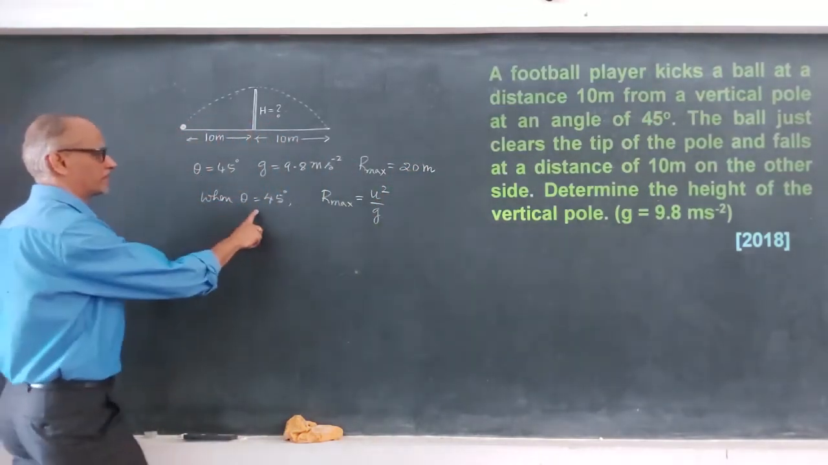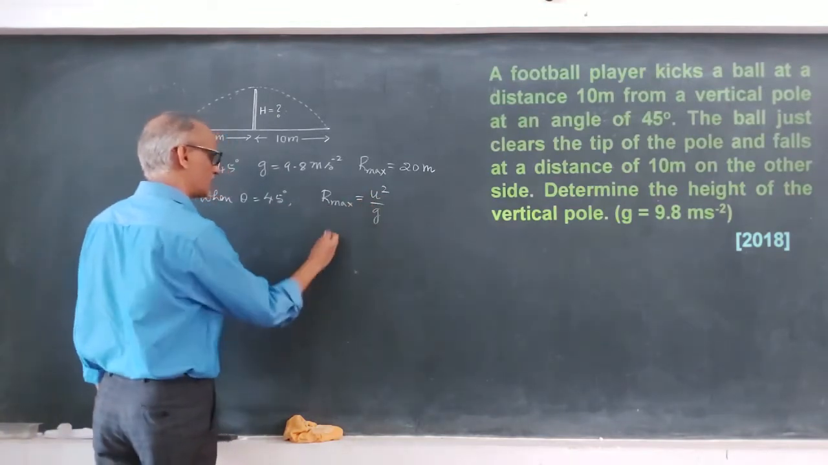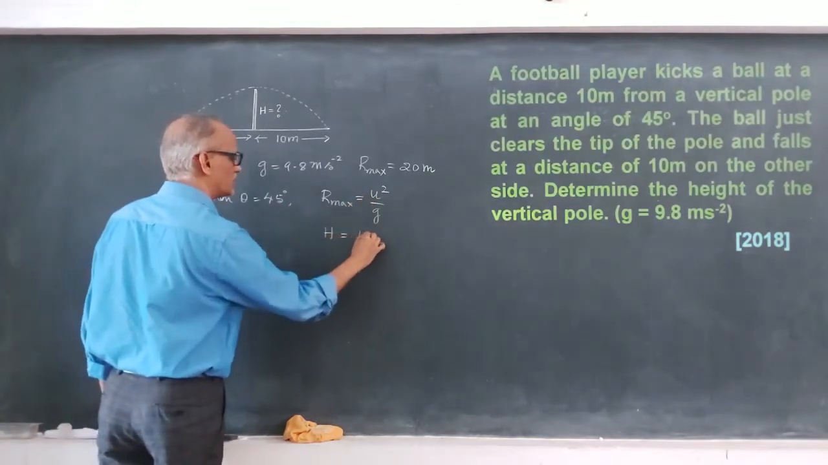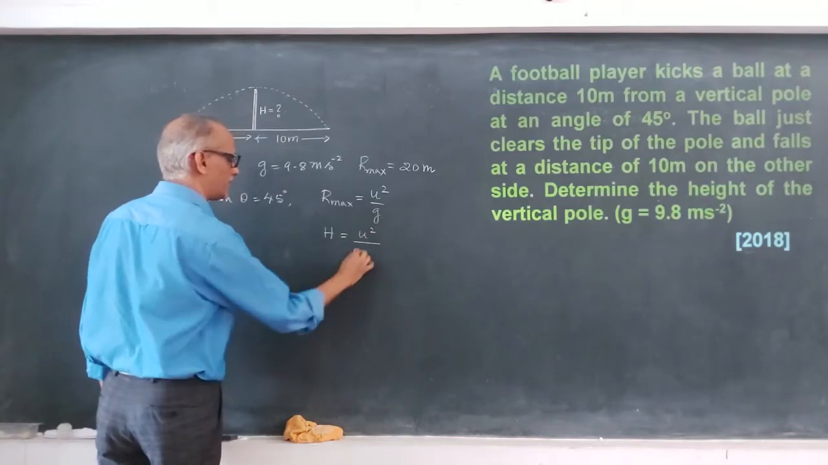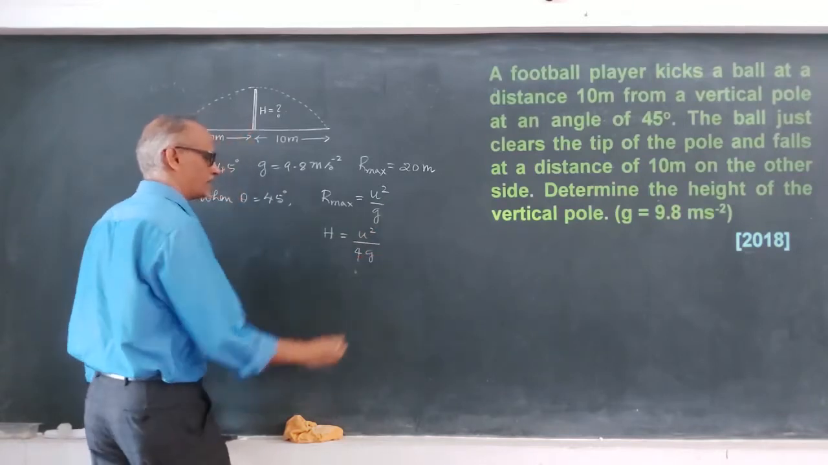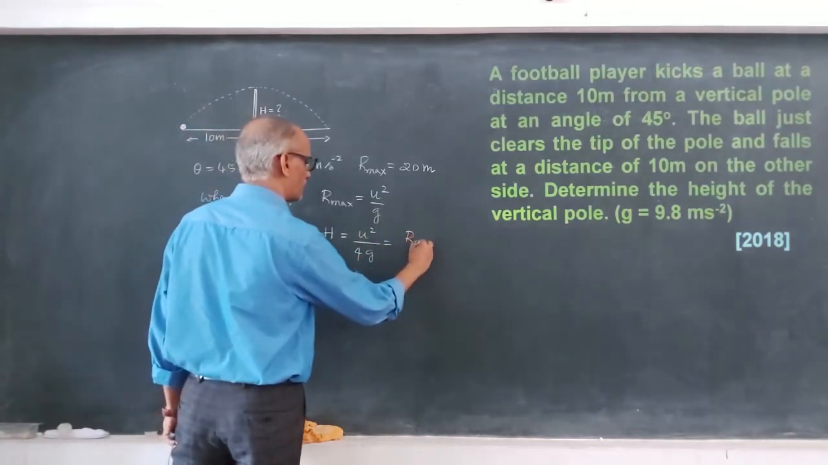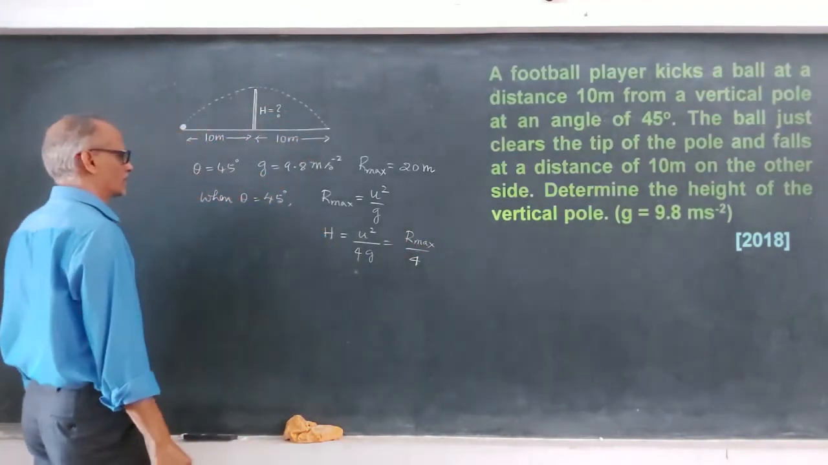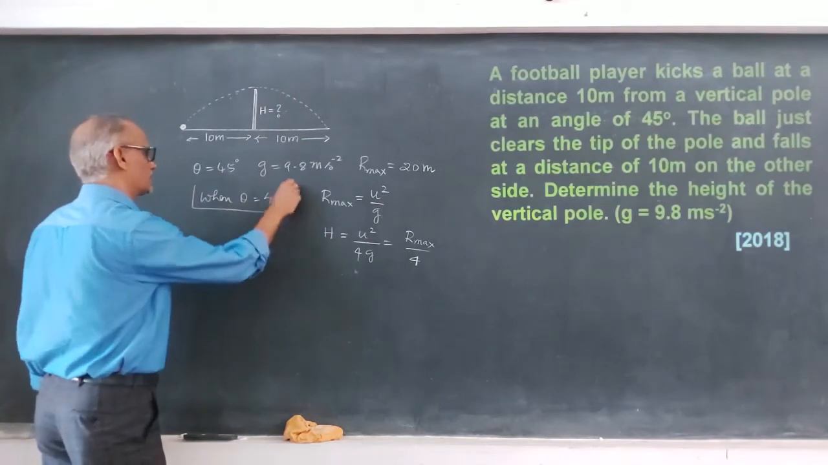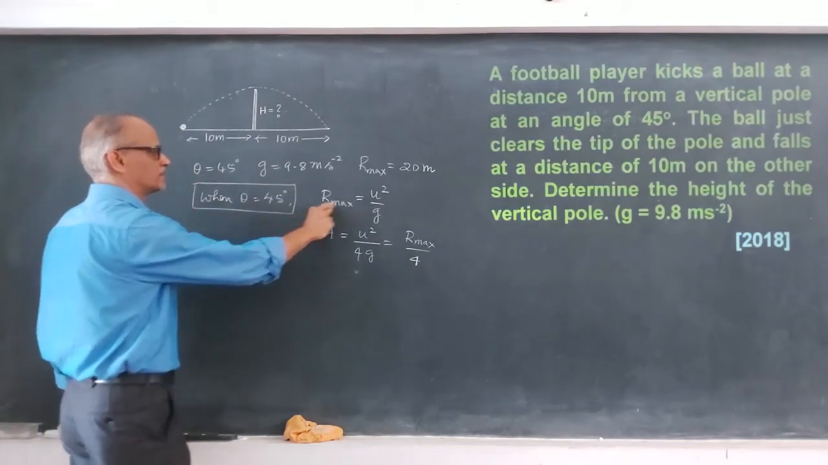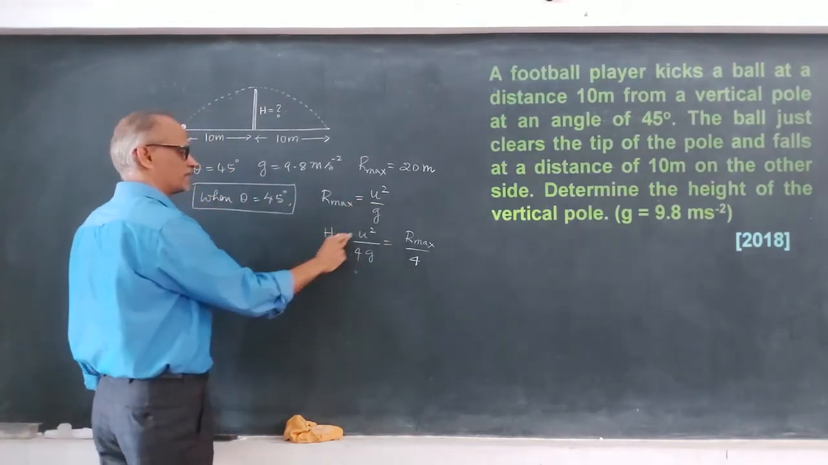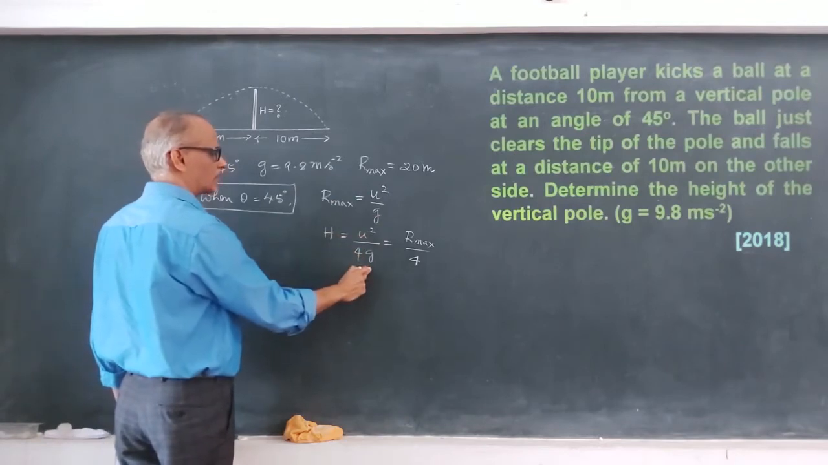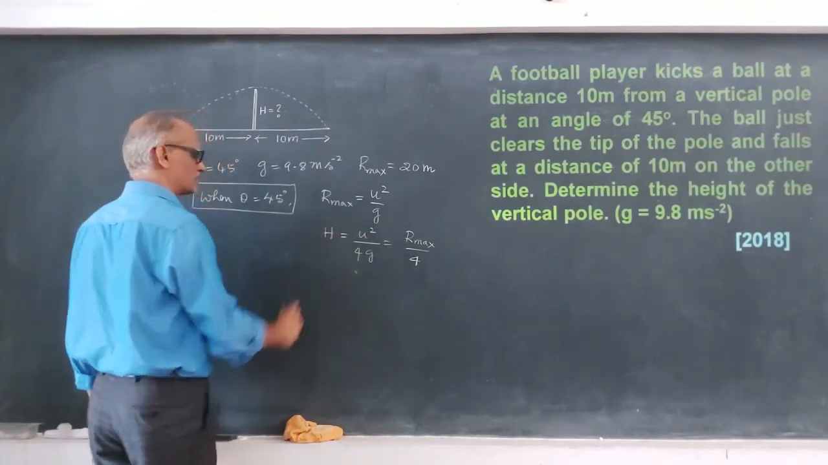When theta is 45 degree, R max is u square by g, and then h is u square by 4g, and based on this we get R max is 4h, correct? When theta is 45 degree, we already know that the maximum range is u square by g, height is given by u square by 4g, so R max is nothing but 4h.